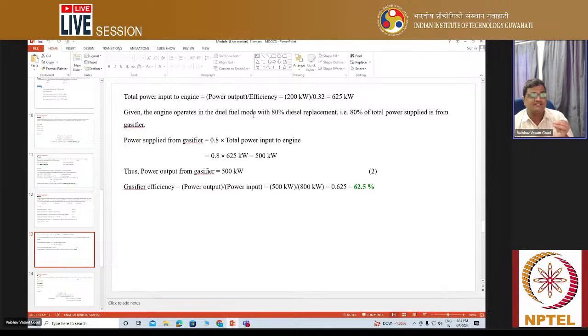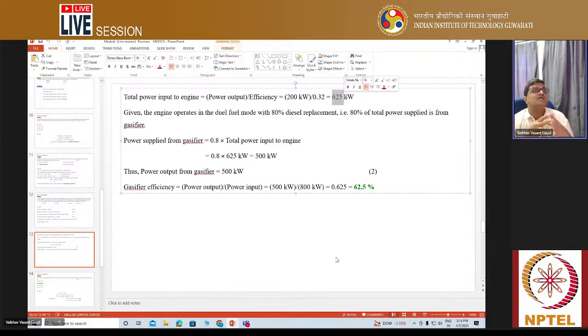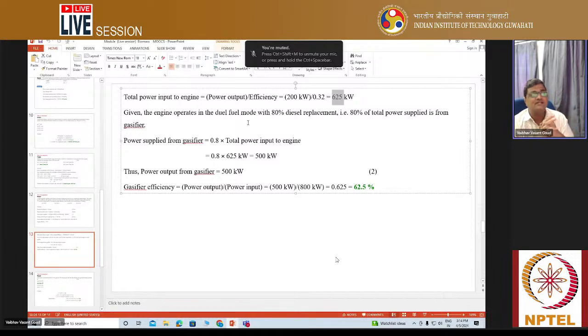The remainder is wasted, in the form of the inefficiency of that engine. So once we divide by 0.32, this value indicates the total power input to the engine. Because of the 32% efficiency, only 200 kilowatt of output power comes from the engine gasification system. Now, given this, the engine operates in dual fuel mode with 80% diesel replacement, as mentioned in the example.